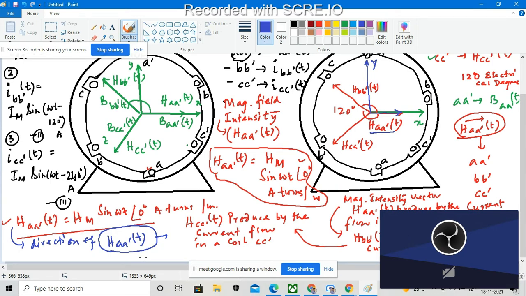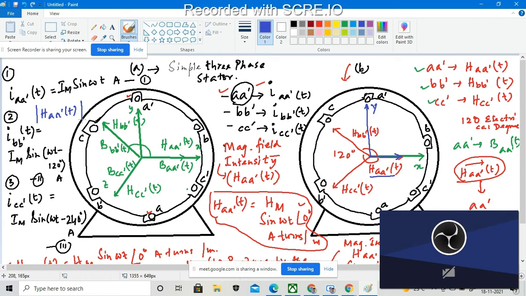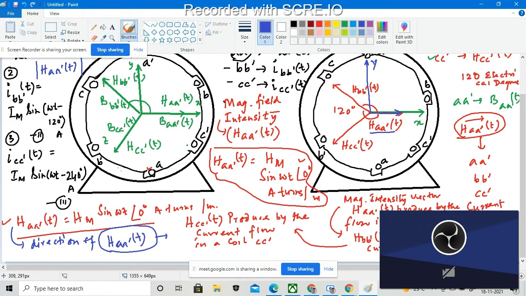You also have to note that the magnitude of the magnetic field intensity vector, that means H of A dash t, varies sinusoidally with time. But the direction of H of A dash t is always constant, according to the right-hand rule.